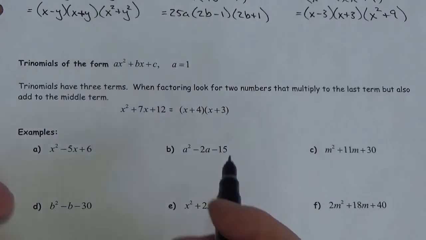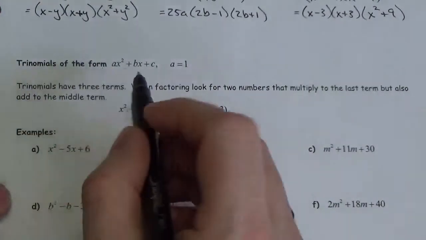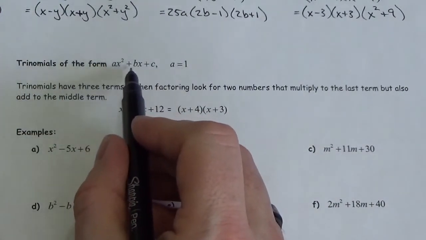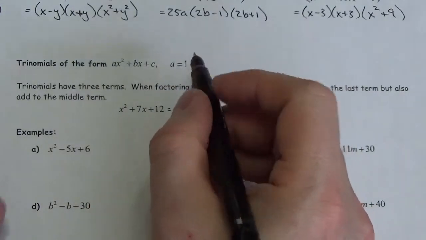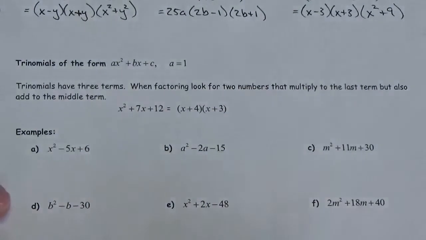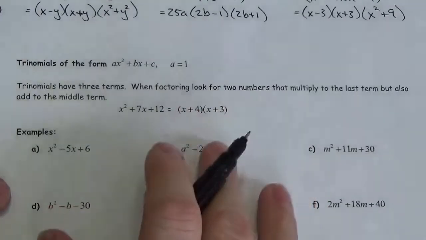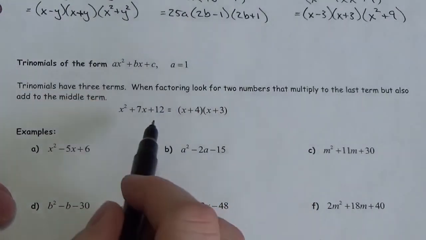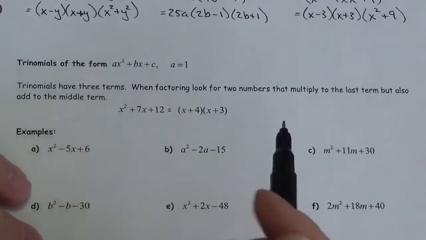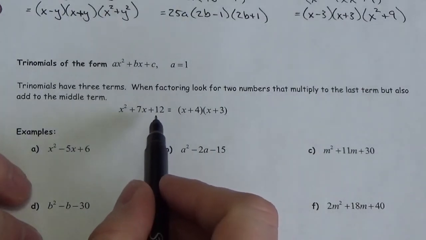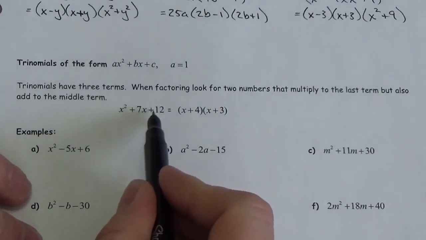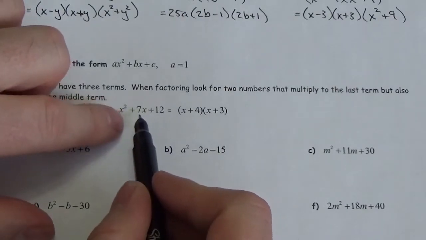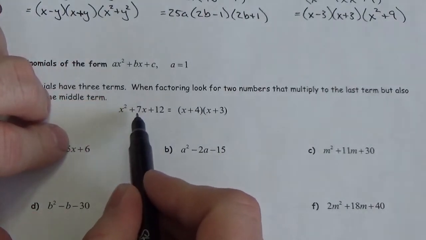Now in this next section here, we're going to look at trinomials of the form ax squared plus bx plus c. And in particular, we're going to look at situations where a is equal to 1. And when that's the case, when the leading coefficient is 1, really all we have to do is look for two numbers whose product is going to be that final constant, but whose sum is going to be this middle coefficient here.